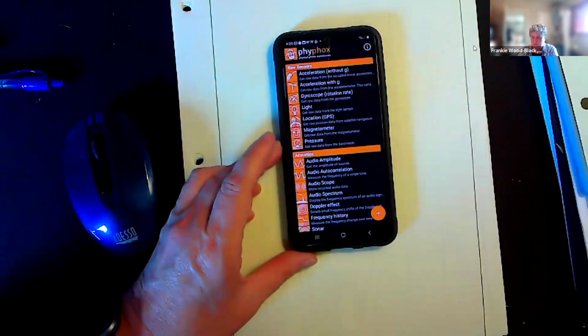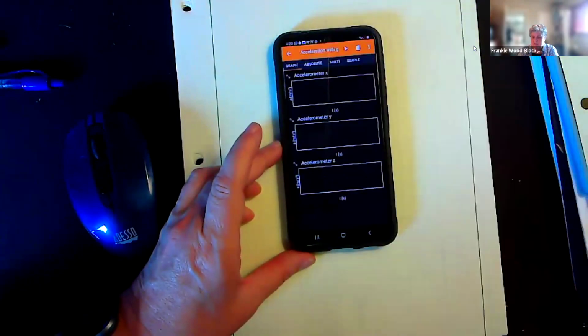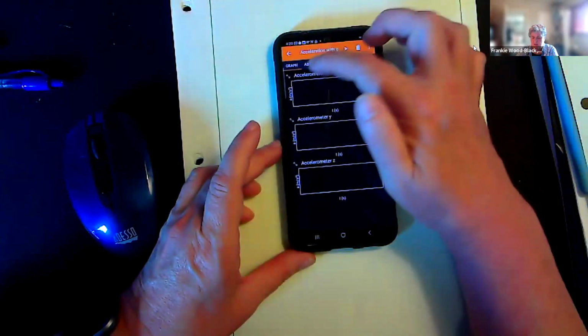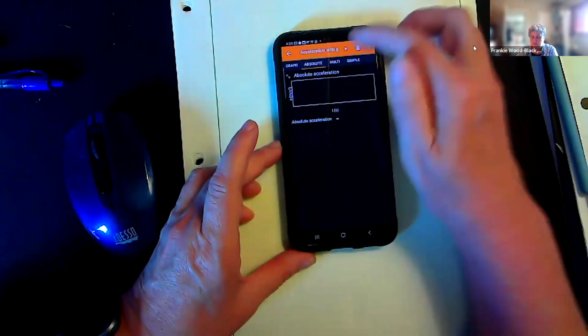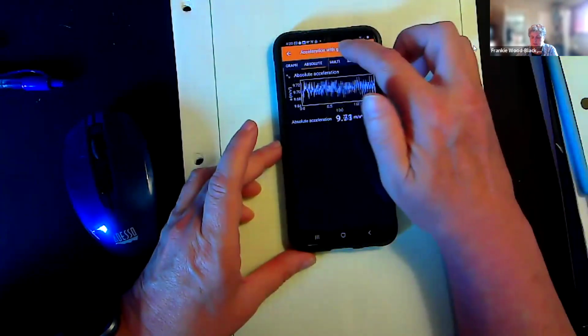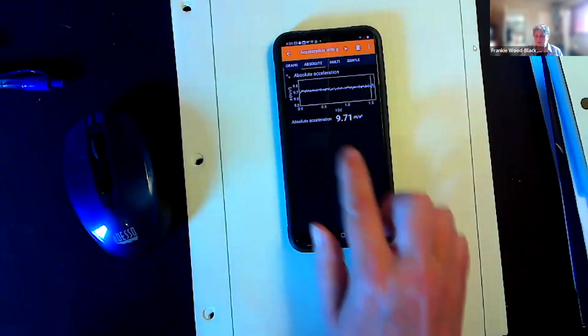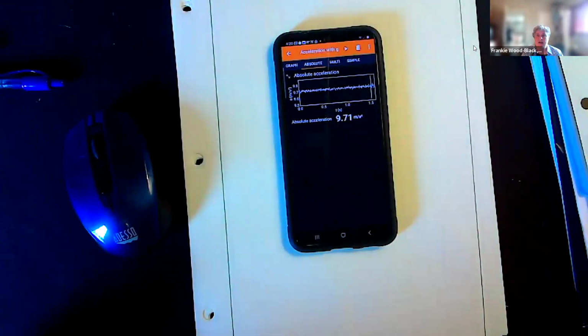I open up my Firefox. I open up my acceleration with gravity. I go to my absolute. I run it and I stop. And I read my acceleration due to gravity right off of my Firefox application. And that was just another way to measure gravity using the sensors that we have at our disposal. So that's all there was to doing that part.